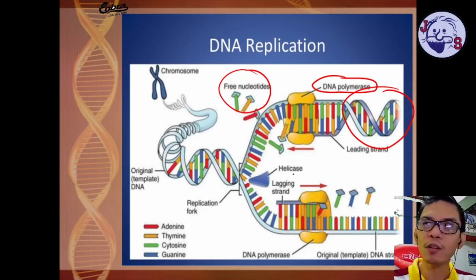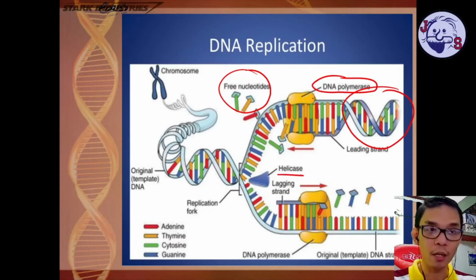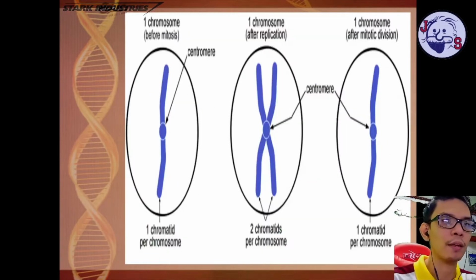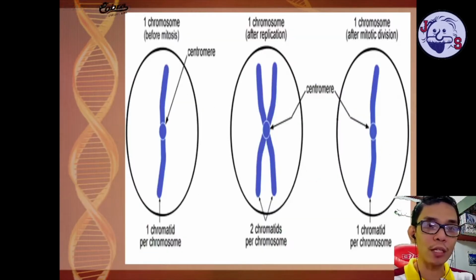So again, what we need right here is a helicase that will remodel the DNA, and the DNA polymerase which synthesizes the new strands that we have right here. Alright, so that is the materials needed for DNA replication. And what does it look like in the chromosome? As we all know, the chromosome is made up of DNA, right? So the chromosome is made up of DNA.